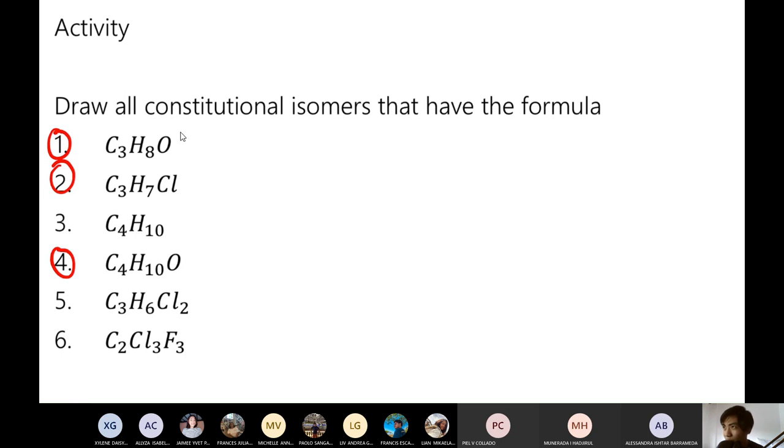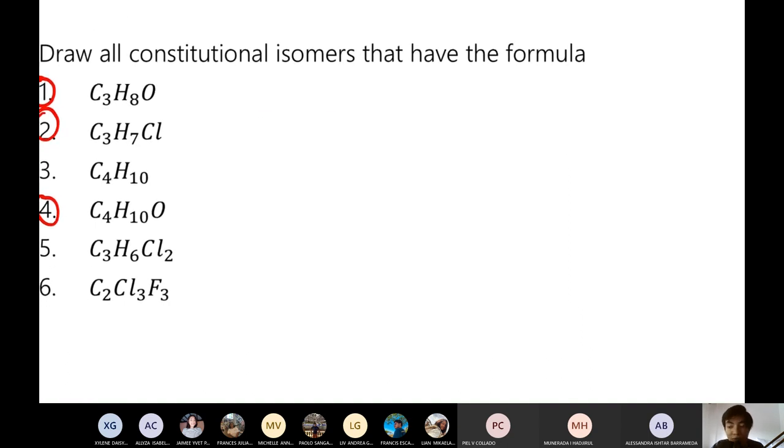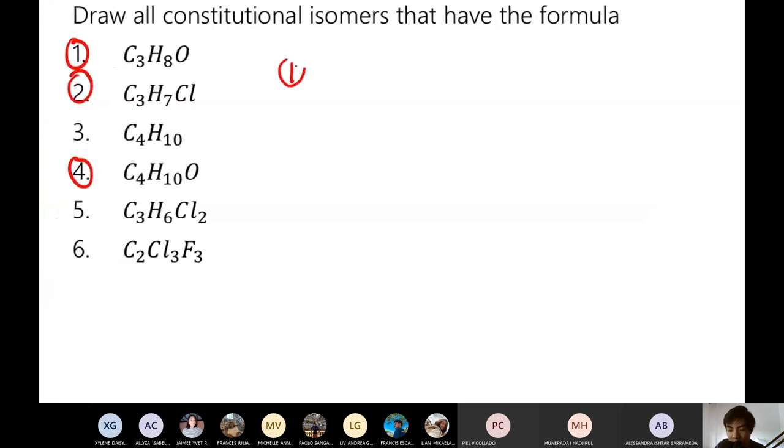So, paano po natin sasagutan yan? Paano natin kukunin yung mga constitutional isomers? Yung isomers na iba-iba yung connectivity, tawag doon constitutional isomer. So, ganito lang yan, no? Keep in mind yung valency nila, ilang bonds pwede gawin nila. So, for carbon, that's 4, because that's tetravalent. Sasagutan natin si 1.